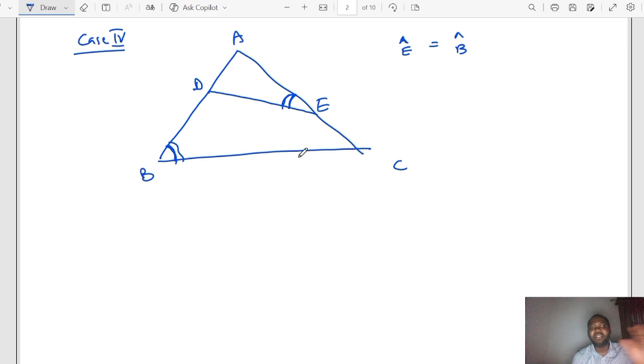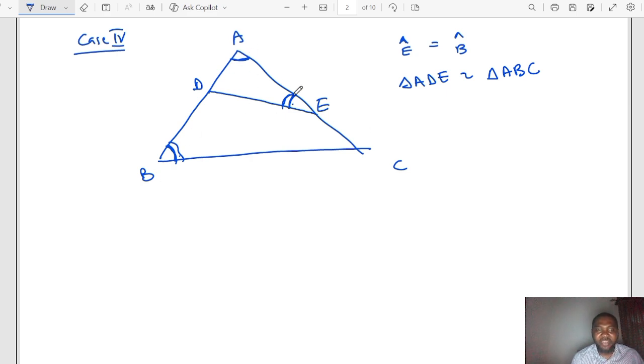So once this is achieved, you have 2 triangles here. The first triangle is triangle ADE. It is similar to the bigger triangle, triangle ABC. Can you see that? And now I already told you that this angle is equal to this angle. This angle is common to both of them because both the smaller triangle and the bigger triangle share this angle A.